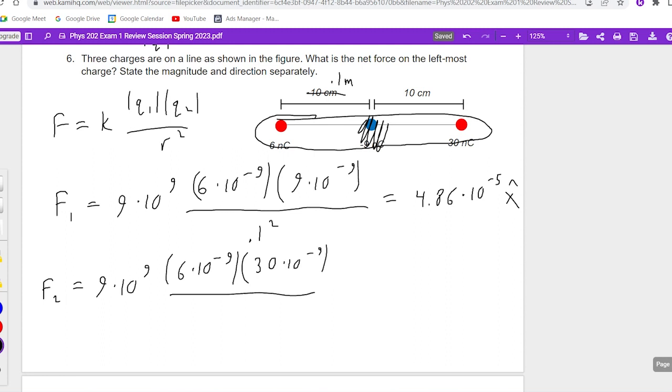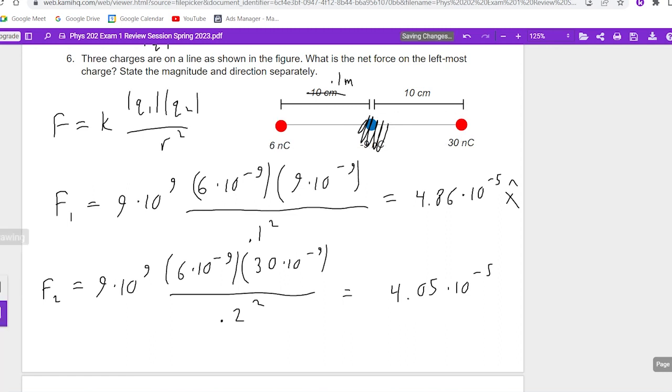And that is all divided by the distance squared. Notice the distance this time, it's the 10 plus 10 centimeters, so 20 centimeters, or 0.2 squared, because it's 0.2 meters or 20 centimeters squared. And if I plug this in my calculator, I'm going to get 4.05 times 10 to the minus fifth. And if I think of the direction here, both of these charges want to repel each other, so they'll point that way. But just like before, I only care about the arrow coming off of my left charge because that's the one I'm talking about.